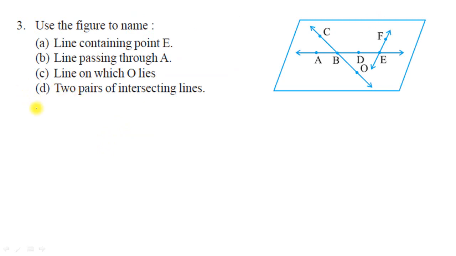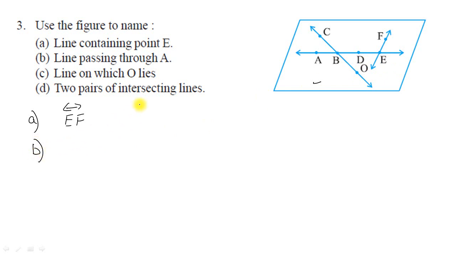Now let's see question number 3. Use the figure to name. This is the figure given in the question. Let's do the first part. We have to name a line containing point E. So we can name either from this line or this. So I am taking it as EF. You can write AE as well, BE, DE, right?